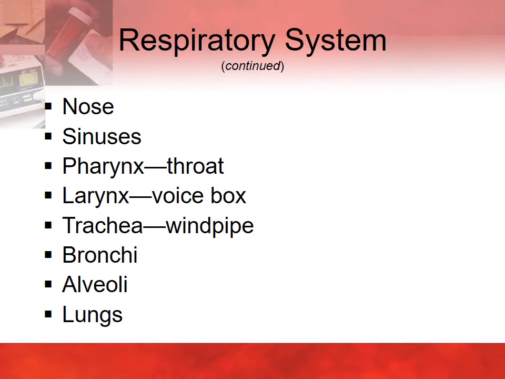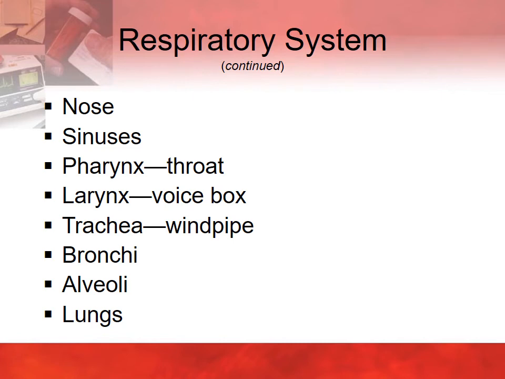So the air sacs then, they kind of look like a bunch of grapes. We have about 500 million alveoli in an adult person. And these are very rich in blood capillaries because, again, this is where the oxygen is going into the bloodstream and the carbon dioxide is coming out.